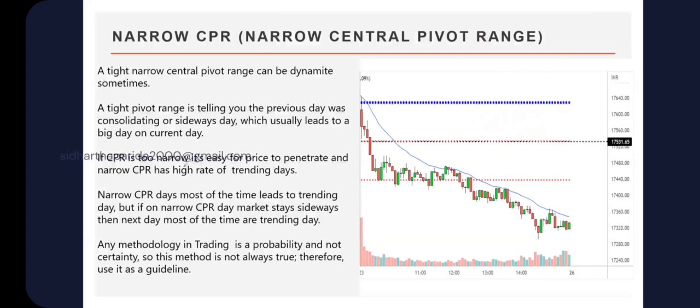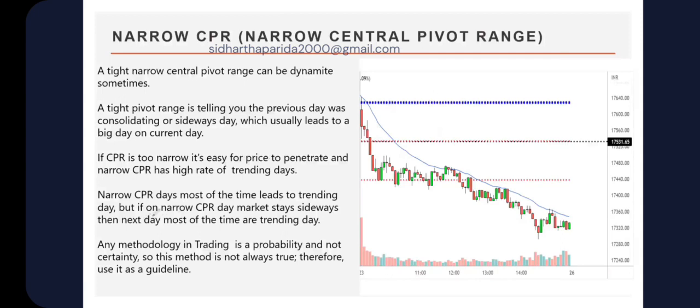If CPR is too narrow, it is easy for price to penetrate. And narrow CPR has a high rate of trending days. What I mean by easy to penetrate is that if, suppose, instead of this bearish candle, there was a bullish candle like this, when it comes near the CPR, I said it's a strong resistance or support, but it can be easily broken. Whenever it is very narrow, it can be easily broken. Okay. So it's not a strong support or resistance. Narrow CPR is not strong support or resistance. If it's a bearish candle, it can easily break. If it's a bullish candle, it can easily break this CPR.